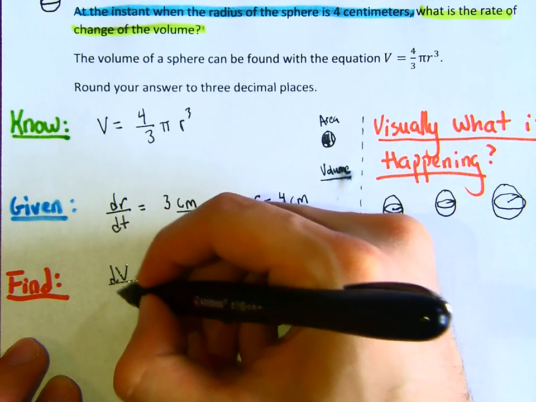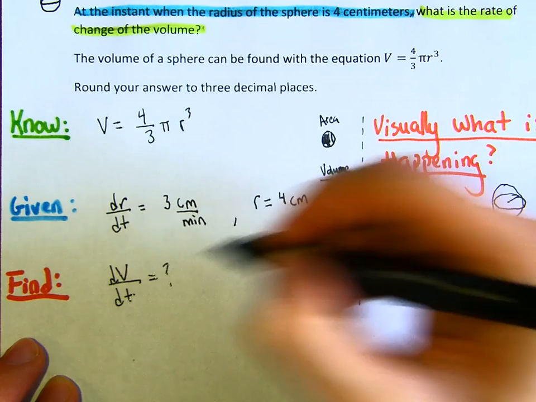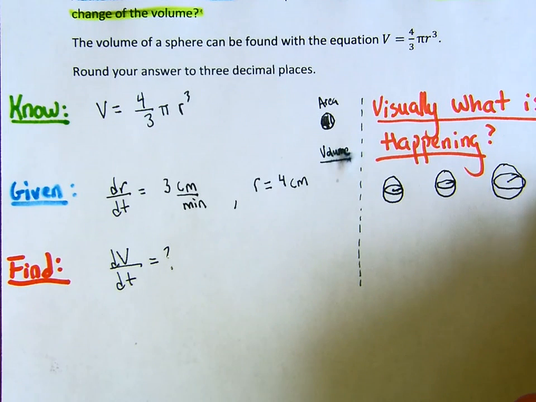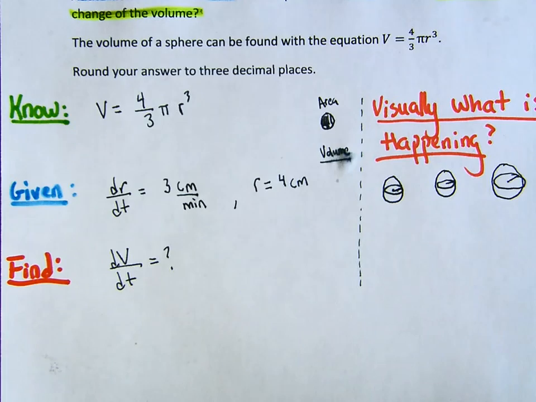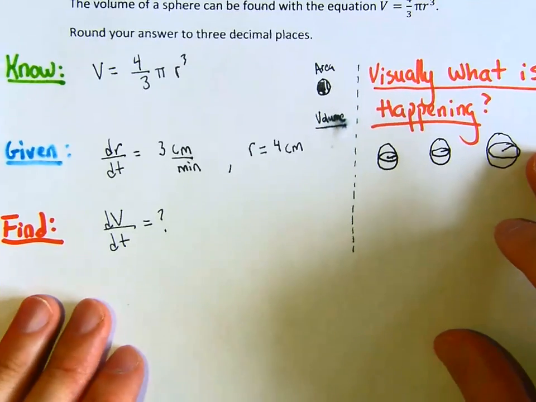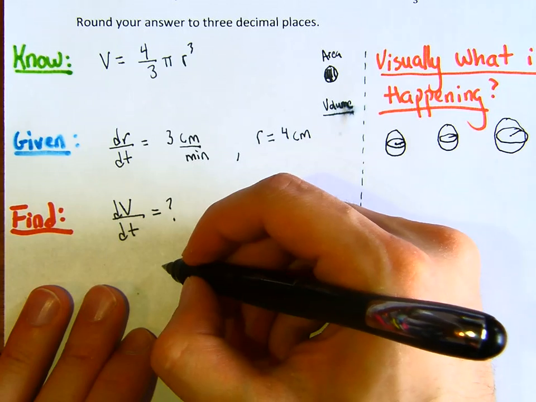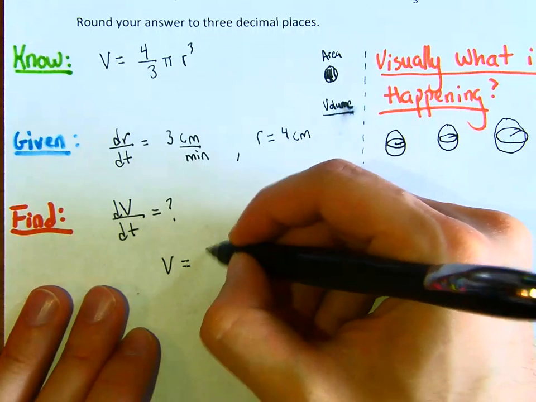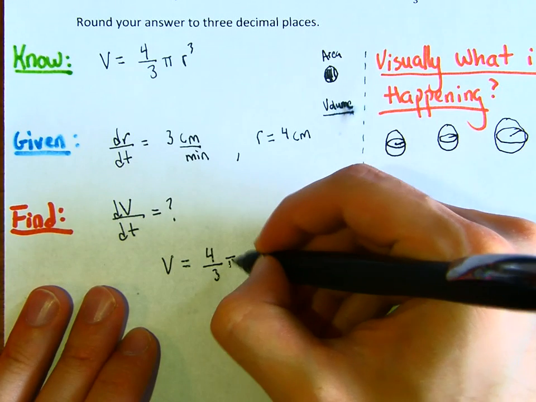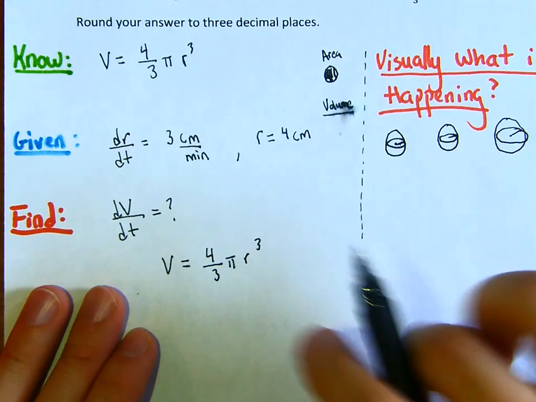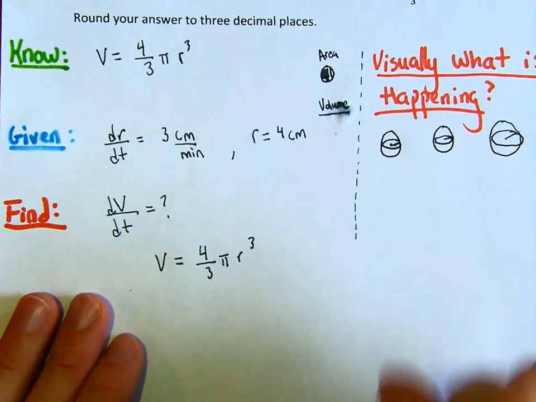dv dt equals question mark. So this is what we need to solve. All right, so what do we do? What do you think the first move would be? Well, let's say if you got to this part, you say V equals 4/3 pi r cubed. What do you believe the next move would be?